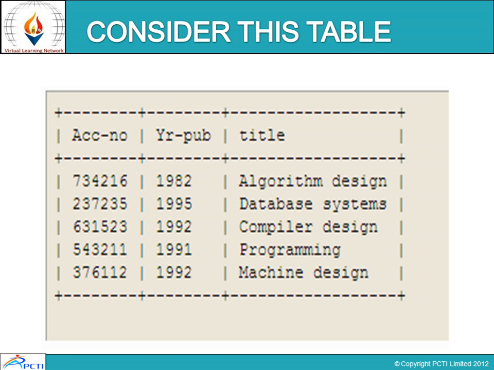Now let's consider an example. This is a table for books. In this table we use three attributes, also known as columns. The columns are account number, year of publish, and title of a book. So this table contains three columns. Now we apply the select query on this table.